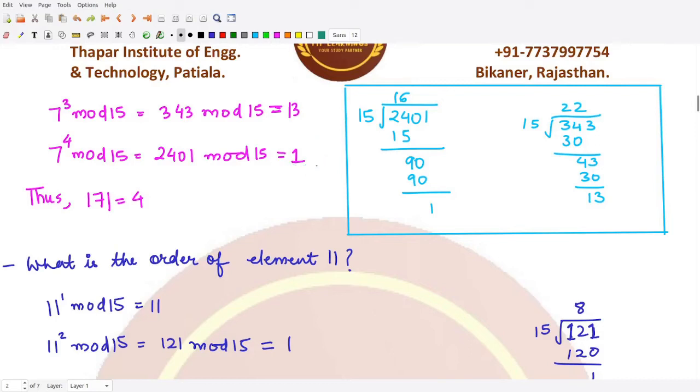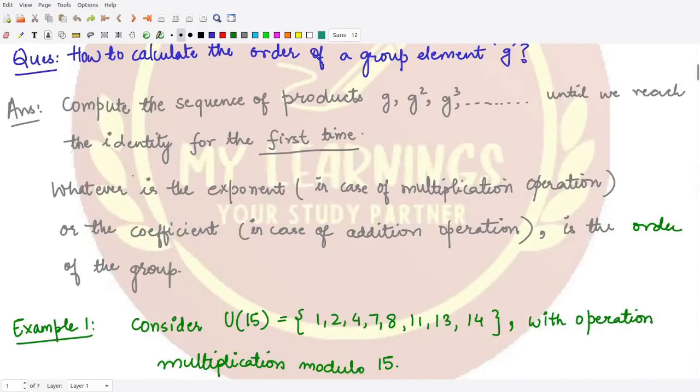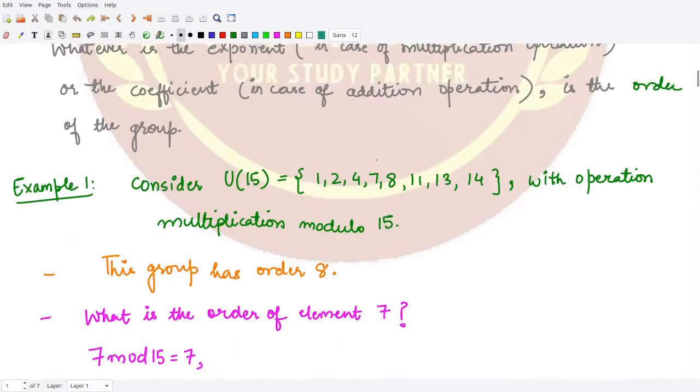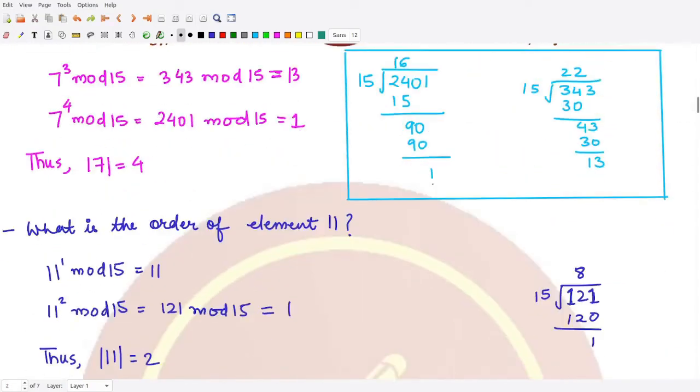So therefore the order of 7 is this power, that is equal to 4. So we obtain the order of one element here, that is 7 in the group. Let's compute it for other elements as well. So for 7 we are done. Let's see what is there for 11. What is the order of the element 11 in this group?